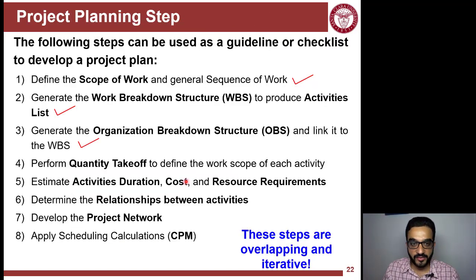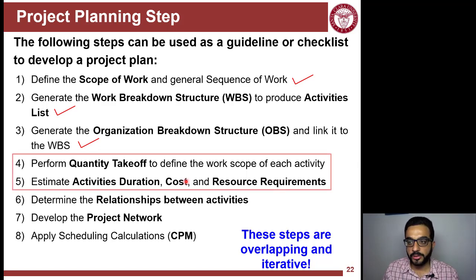So we're moving fast in the process of producing project plans. We covered in the previous video the scope of work, how to define it, how to understand it, and then how to present it using WBS and OBS in this video. In the next video, we'll cover quantity takeoffs and how to quantify the scope of the activities, so you can calculate the durations and costs and define resources for them.